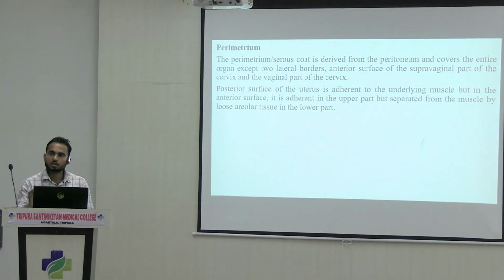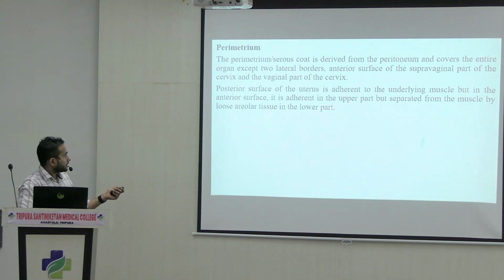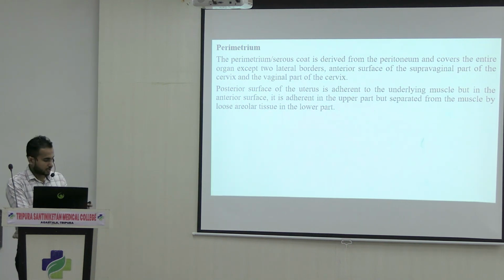Now the parts which are not covered by a peritoneum, in that we are getting the loose areolar tissue. So the upper part is separated from the muscle by loose areolar tissue in the lower part. So that is about the perimetrium.